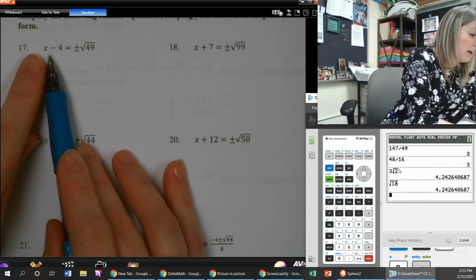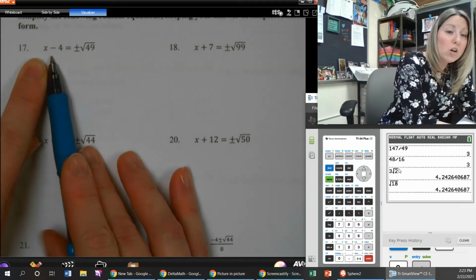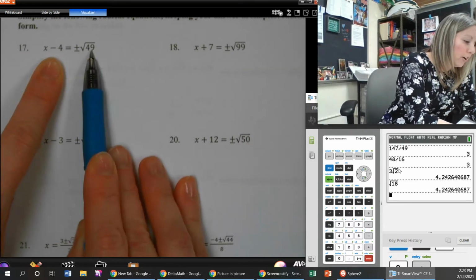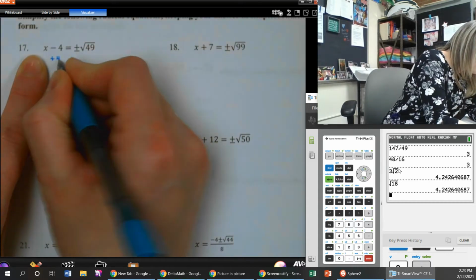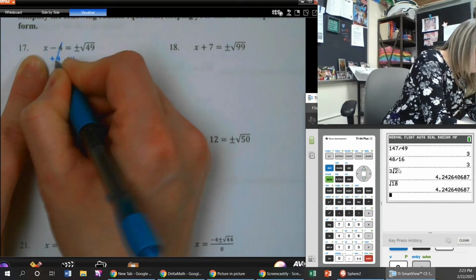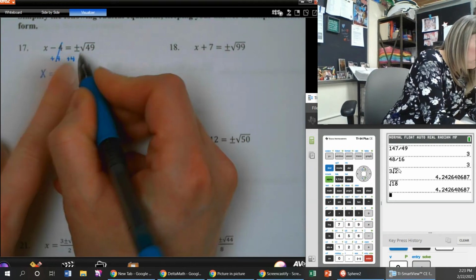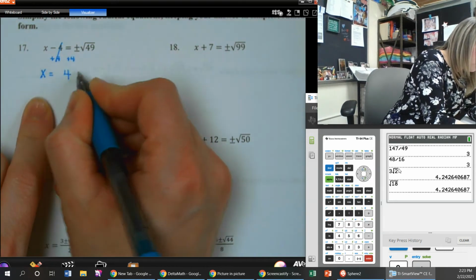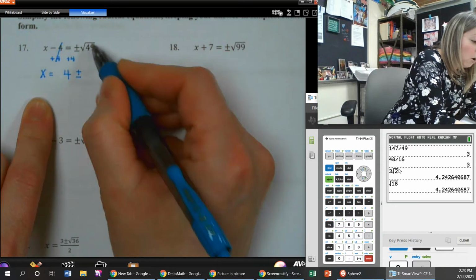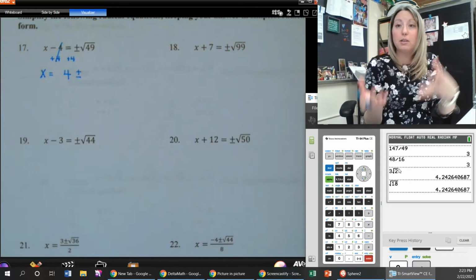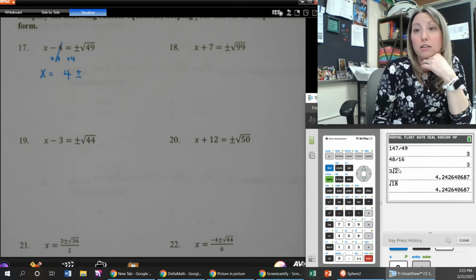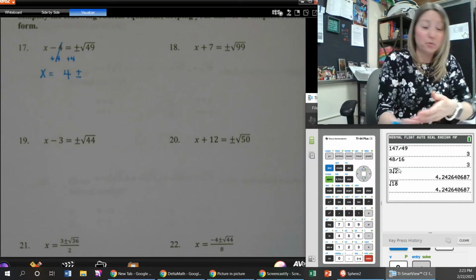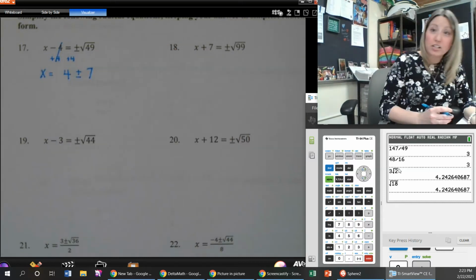So when I look at number 17, when I've got a plus and minus like this over here, first I want to move the number that's next to the x by its opposite sign. Now that does leave me the x alone. This number now goes in front of the plus or minus. And what I do with this radical is I simplify it. So the first thing I ask myself is, okay, is 49 a perfect square? So I can take its square root. So it comes out as plus and minus 7.